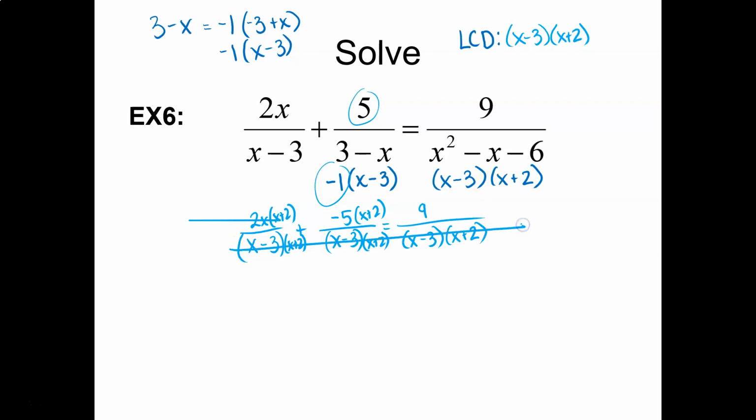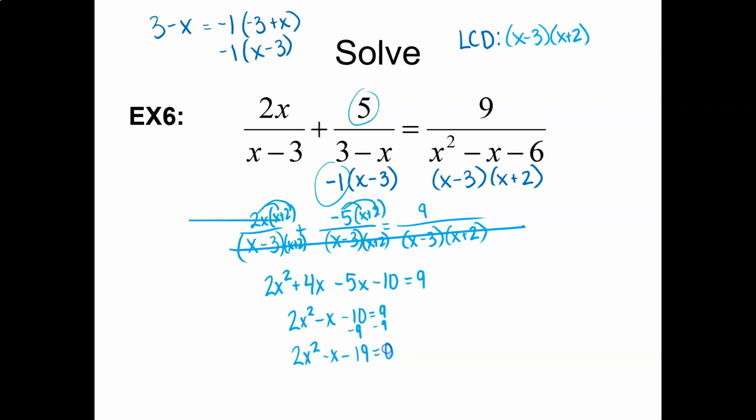Alright, we'll cancel those denominators. So I'm going to distribute this 2x. So I get 2x squared plus 4x. I'm going to distribute my negative 5. So negative 5x minus 10. And all this equals 9. So this is going to give me 2x squared minus x minus 10 equals 9. I'm going to subtract that 9. 2x squared minus x minus 19 equals 0.